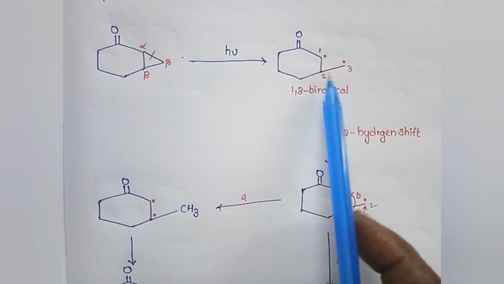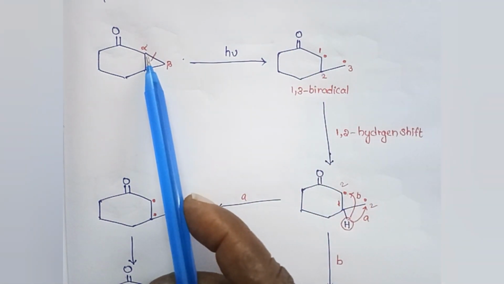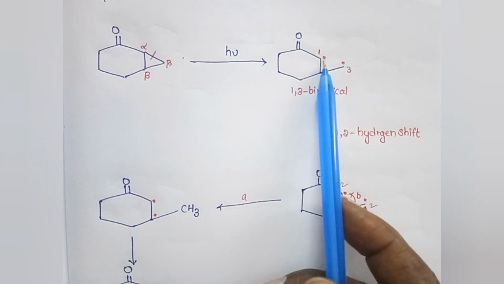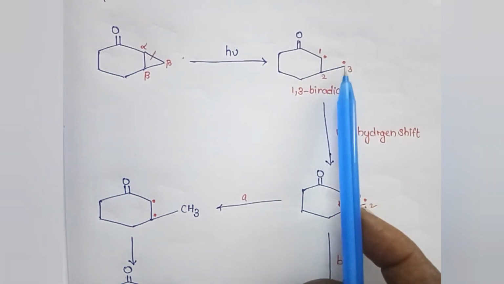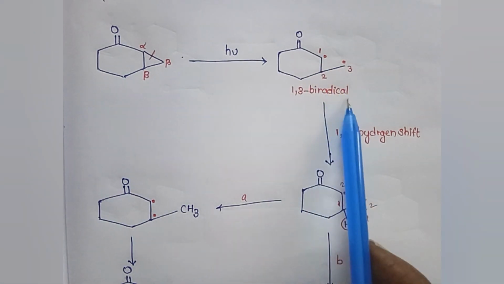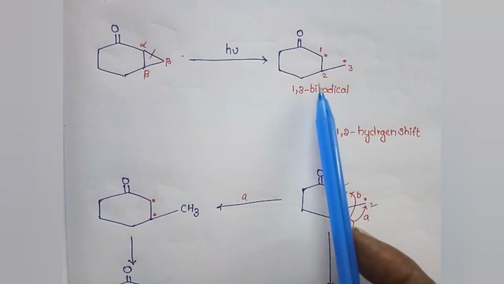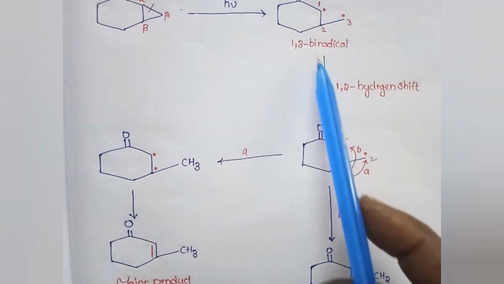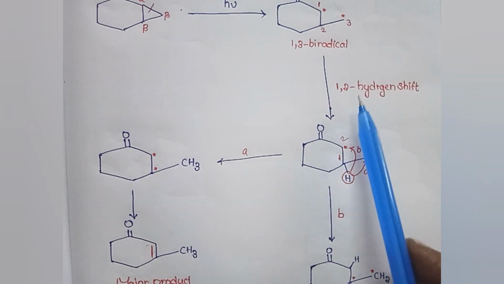When this bond cleaves, two radicals are formed. One radical on this carbon atom and another radical on this carbon atom. As a result of which we get 1, 2, 3. That is 1,3 biradical intermediate is formed. This is the primary process. After this, the 1,3 biradical will undergo 1,2 hydrogen shift.